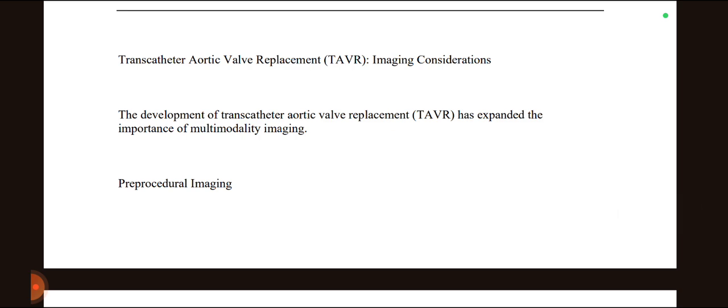Okay, now there is transcatheter aortic valve replacement technology, TAVR. Imaging considerations क्या क्या होने चाहिए यहाँ पे. The development of transcatheter aortic valve replacement has expanded the importance of multimodality imaging.